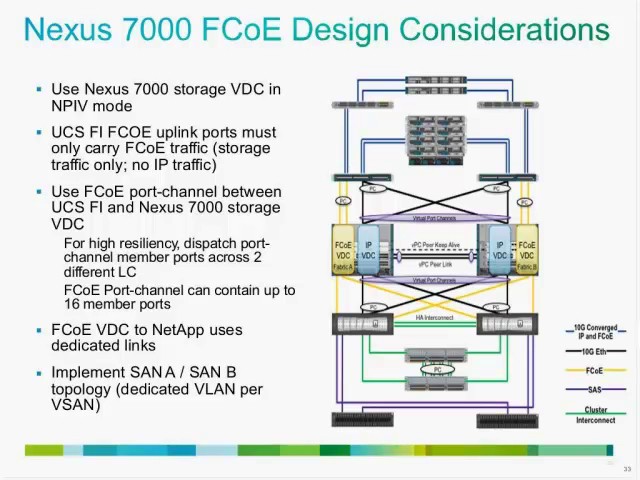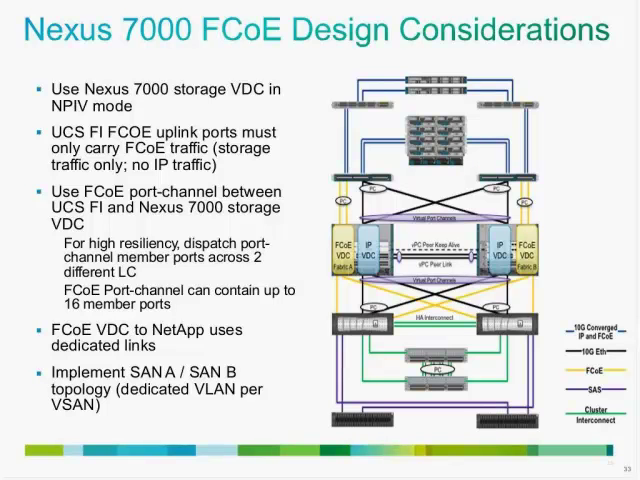The commonality between the two designs, the 5K and 7K based design, is that we have the SAN A and SAN B separation in both designs, and we maintain that over here. One of the reasons why we ran separate links up to the SAN VDC was that we always use port channels between any two devices for resiliency as well as to increase the bandwidth.